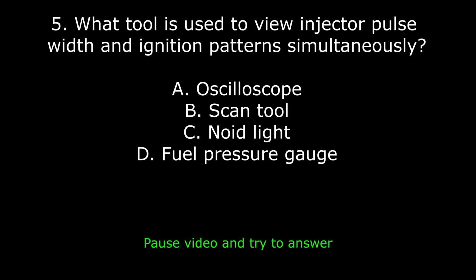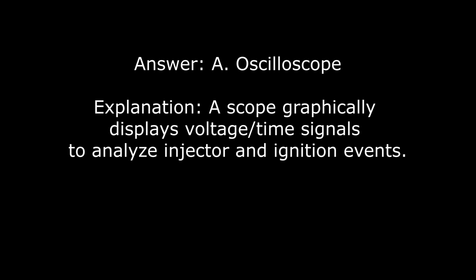5. What tool is used to view injector pulse width and ignition patterns simultaneously? A. Oscilloscope. B. Scan tool. C. Noid light. D. Fuel pressure gauge. Answer A. Oscilloscope. Explanation. A scope graphically displays voltage time signals to analyze injector and ignition events.